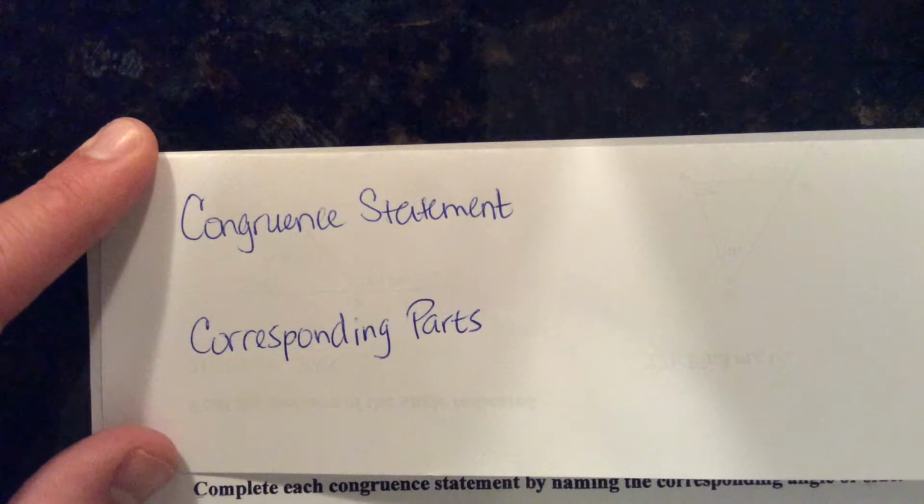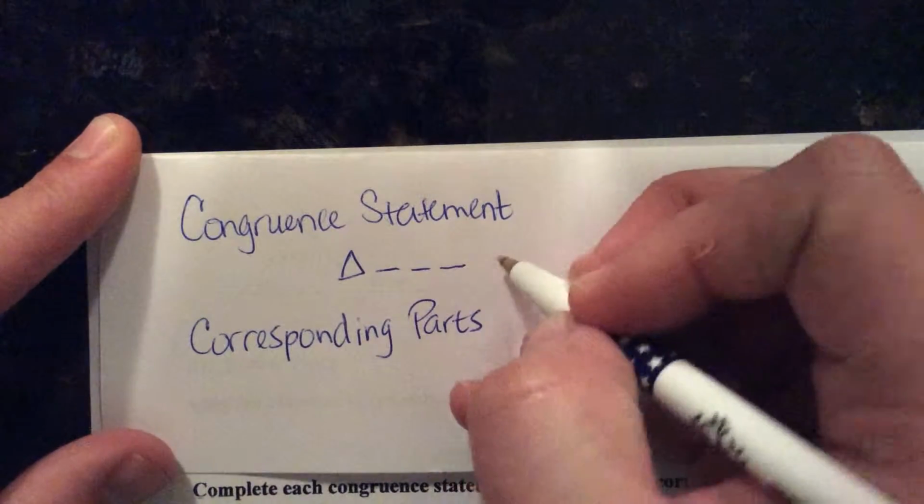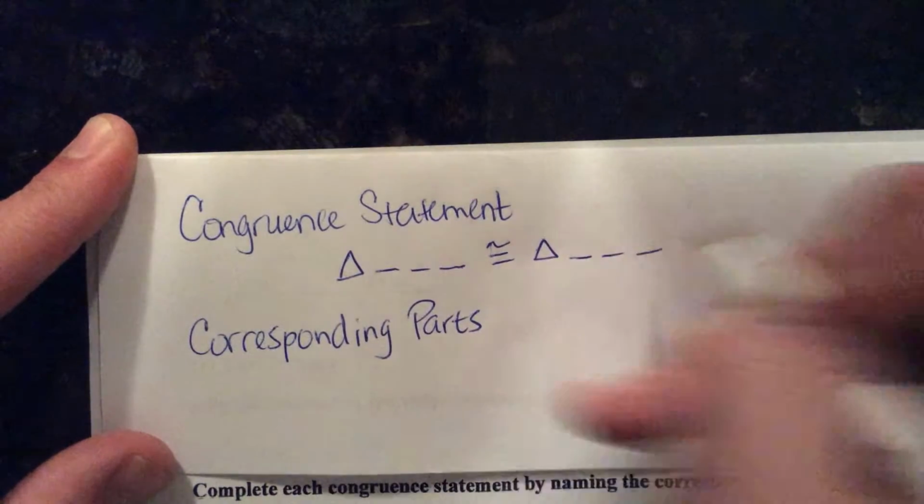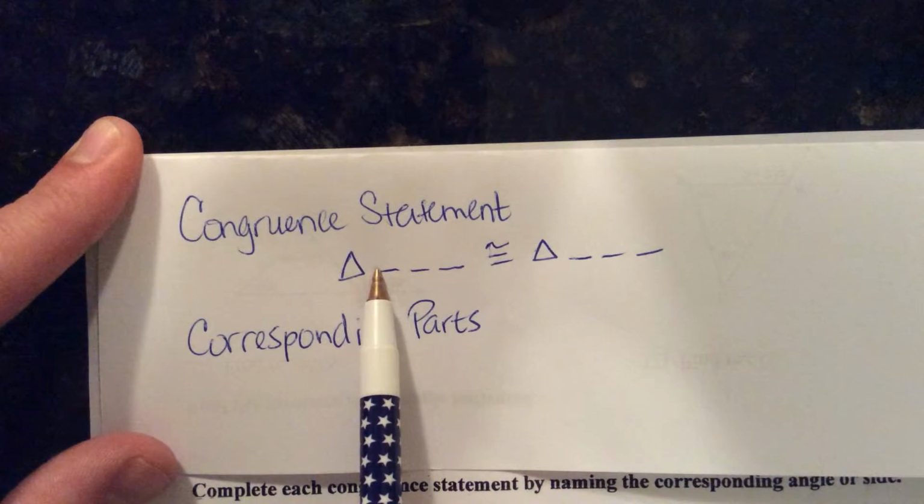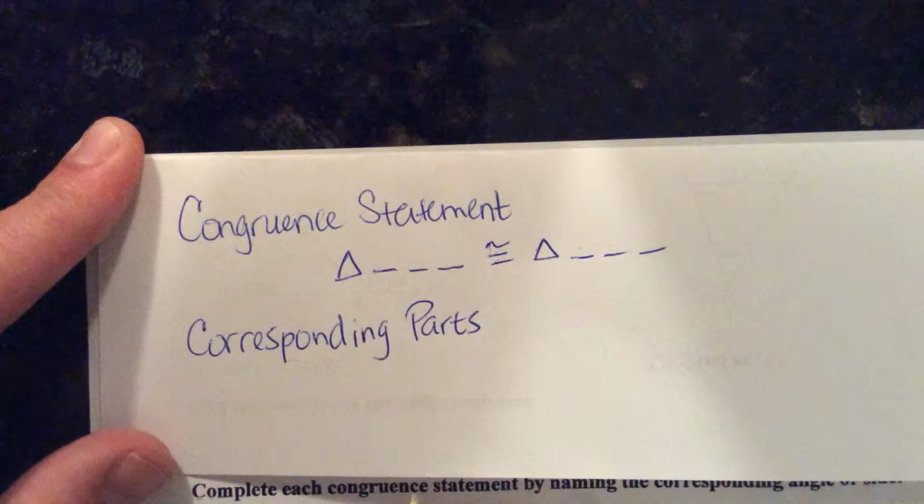In this video, we're going to talk about congruent statements and matching corresponding parts. A congruent statement is simply a statement where you say triangle, insert your three letters there, is congruent to triangle, insert your three letters there. What you have to be sure of is that this angle matches that angle, the second angle matches the second angle, so on and so forth.